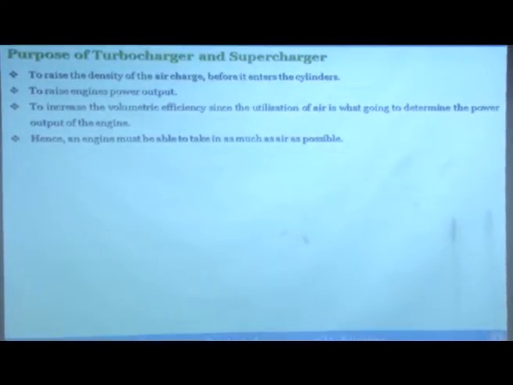The purpose of both is to raise the density of the charge before it enters the cylinder, to raise the power output, to increase the volumetric efficiency. So, one of the main functions of the turbocharger and supercharger is to increase the volumetric efficiency. In this case, the volumetric efficiency will definitely be more than 100%. Since the utilization of air is what is going to determine the power output of the engine, the engine must be able to take in as much air as possible.